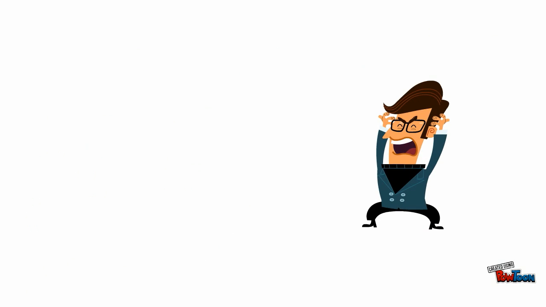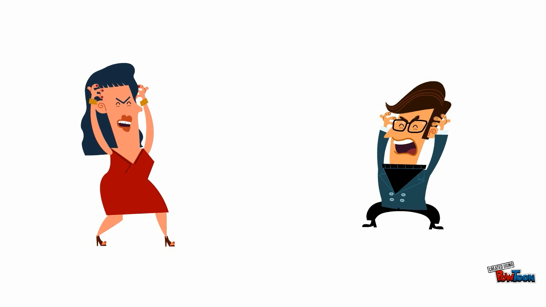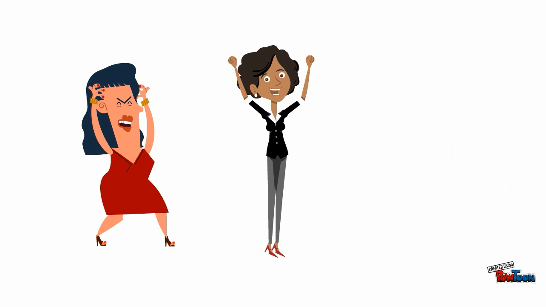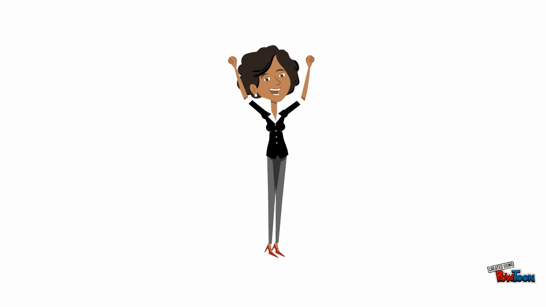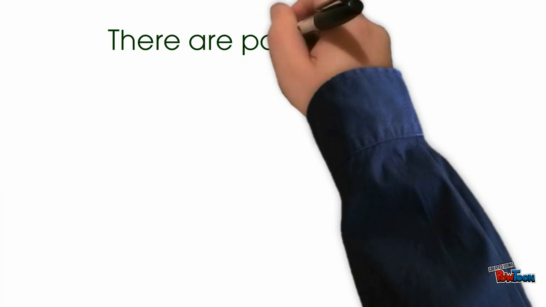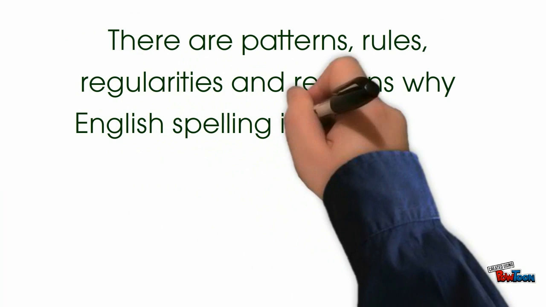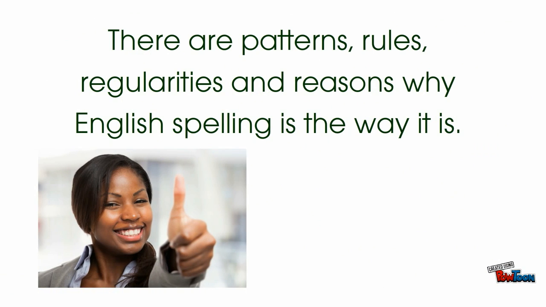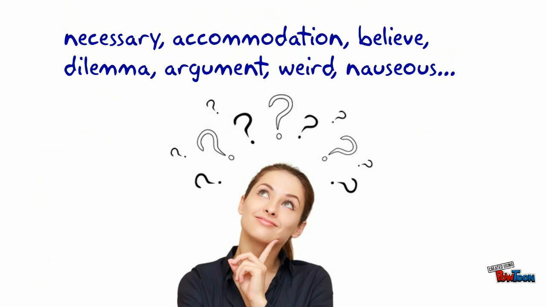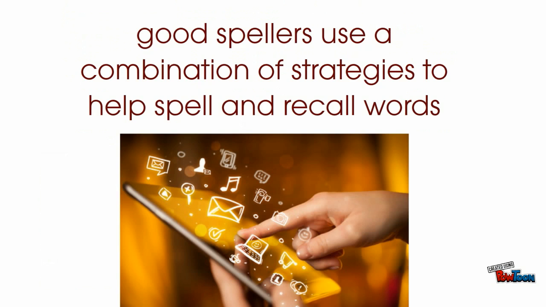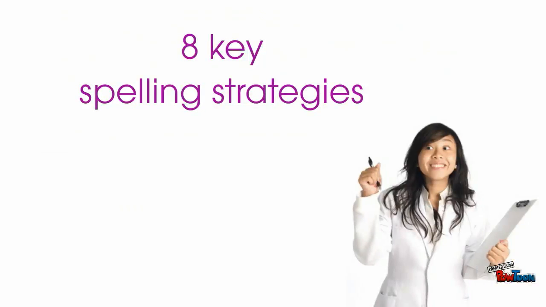You probably find English spelling crazy and irritating, but the good news is English spelling isn't all irregular and chaotic. It's just complex, and there are patterns, rules, regularities, and reasons why English spelling is the way it is. Yes, some words are tricky to spell, so good spellers use a combination of strategies to help spell and recall words. And I'm going to go over the 8 key spelling strategies that good spellers use.